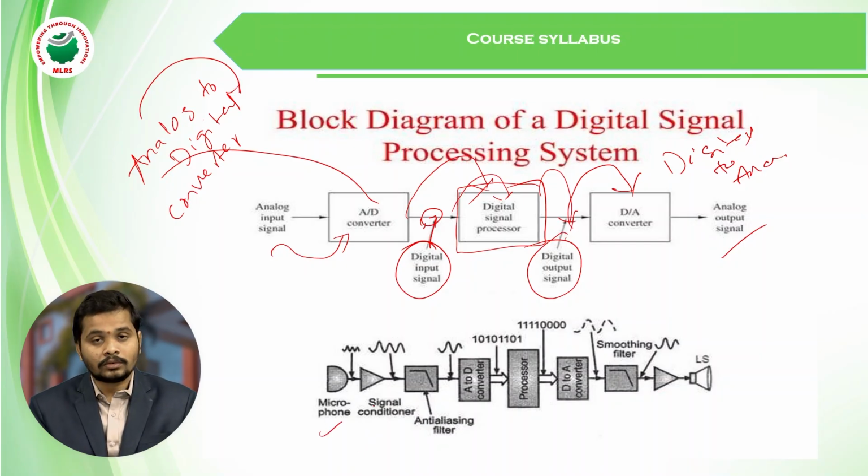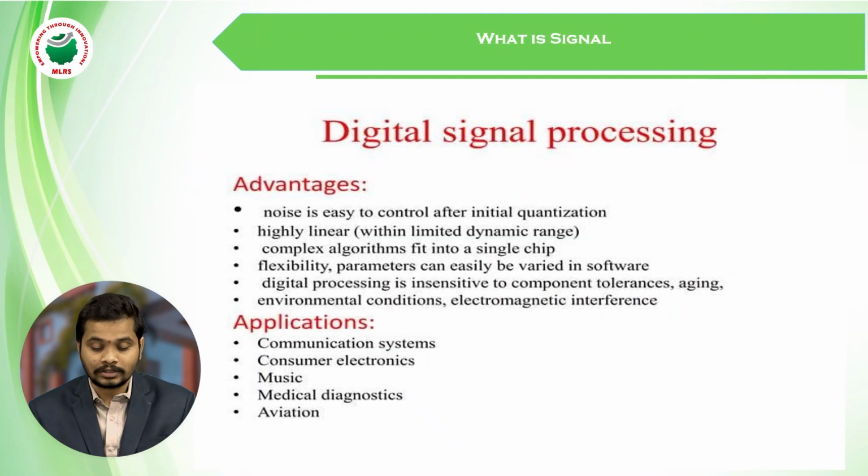In detail, you can see here, this is a microphone producing a signal like this, and then the signal conditioner strengthens the signal. After that an anti-aliasing filter removes the noise, and then it goes to the analog to digital converter. Now it is changed to binary, meaning digital information, and this is given to the processor. The processor gives a digital output, which is again given to the D to A converter. Again it produces an analog output. This is the smoothing and filtering to produce a good output like this. This is the detailed block diagram of a digital signal processor.